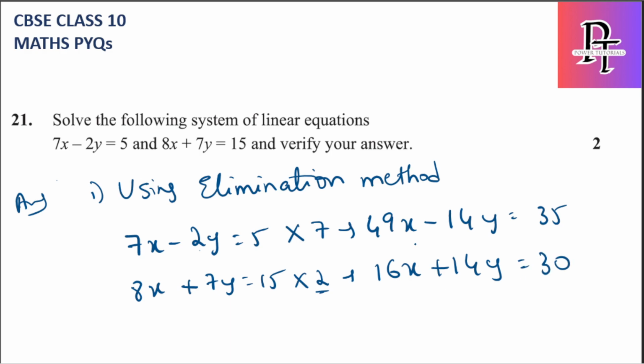So now we have changed the first equation to 49x minus 14y equal to 35, and the second equation is 16x plus 14y equal to 30. Now you can see the coefficients are the same. Sign doesn't matter, just see whether the coefficients are the same for at least one variable. You can see here the y variable coefficients are the same. As the signs are different, what you have to do is just add these 2 equations. This is 1, this is 2.